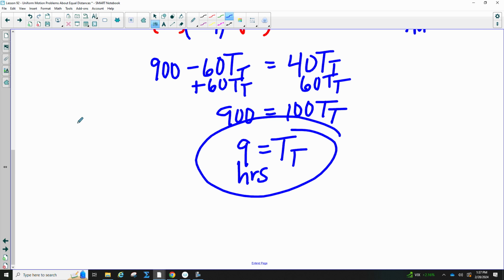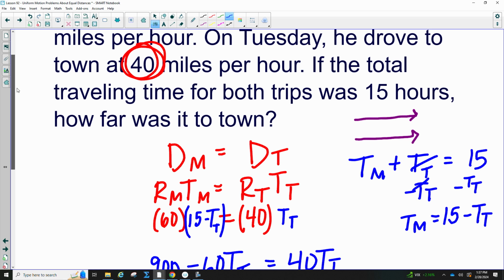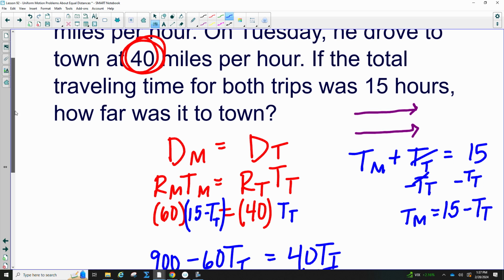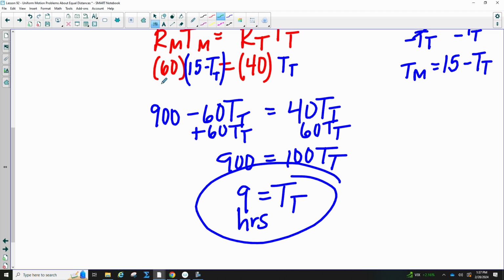Okay. So it asks us if the total traveling time was 15, how far was it to town? How far was it to town? Do you guys think the left-hand side or the right-hand side is easier to plug into? Yeah, definitely the right, okay. And I know TT is 9, so 40 times 9 gives me the total distance of 360 miles.